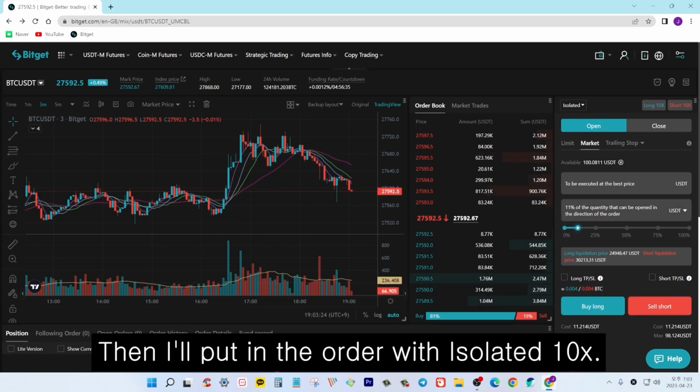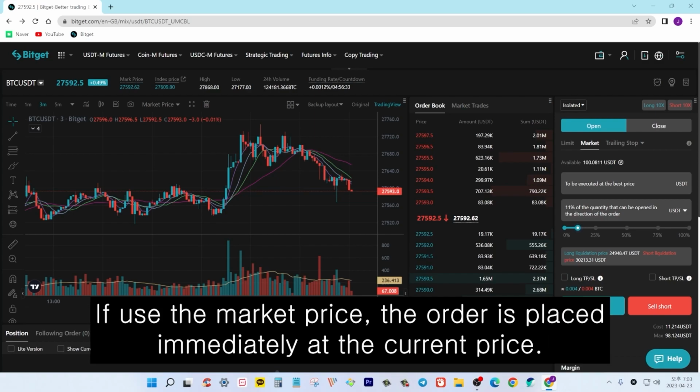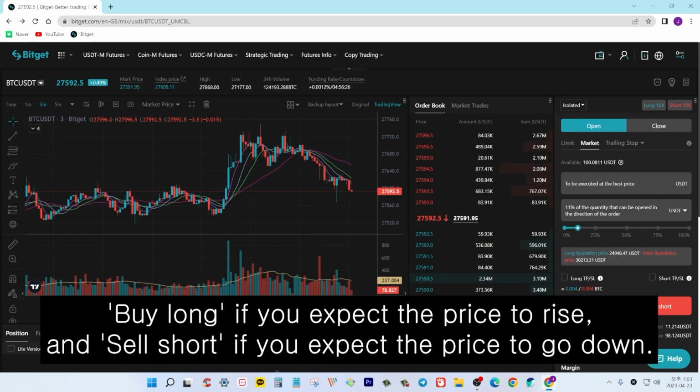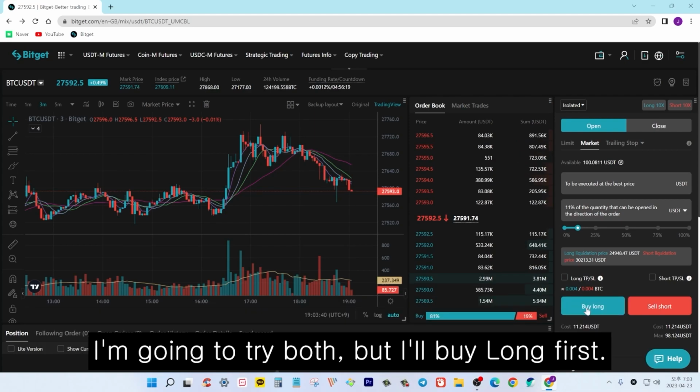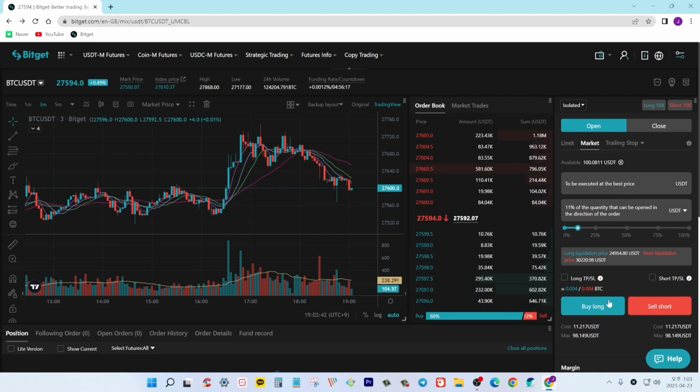Then, I'll put in the order with isolated 10x. If you use the market price, the order is placed immediately at the current price. Buy long if you expect the price to rise, and sell short if you expect the price to go down. I'm going to try both, but I'll buy long first.